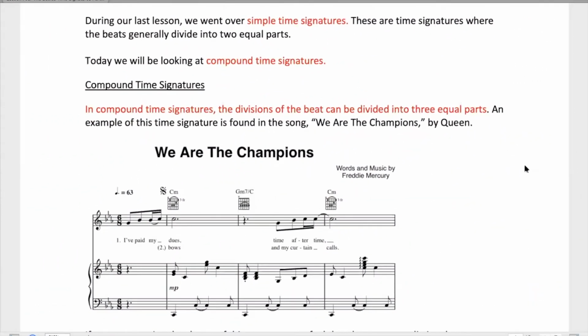During our last lesson, we went over simple time signatures. These are time signatures where the beats generally divide into two equal parts. Today, we will be looking at compound time signatures. In compound time signatures, the divisions of the beat can be divided into three equal parts. An example of this time signature is found in the song "We Are the Champions" by Queen.